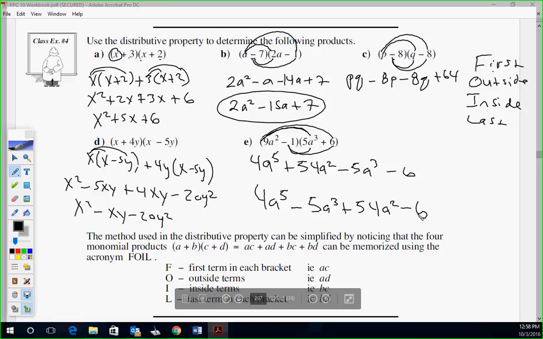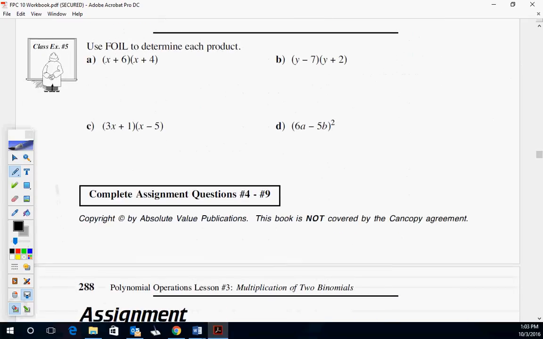You good? Okay, please try to foil those 4 at the bottom, and then we'll go through and just talk about the answers here in a little bit.